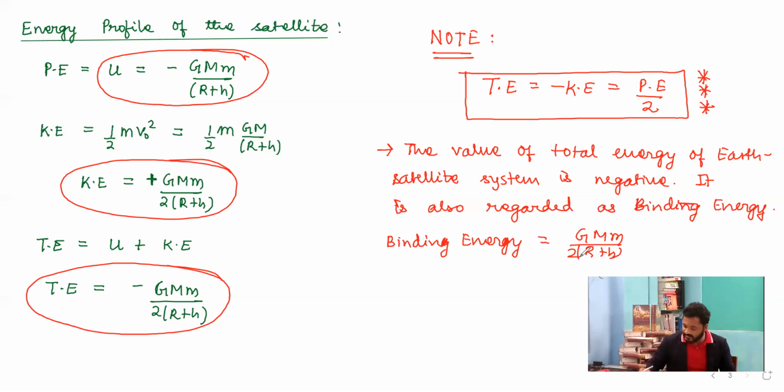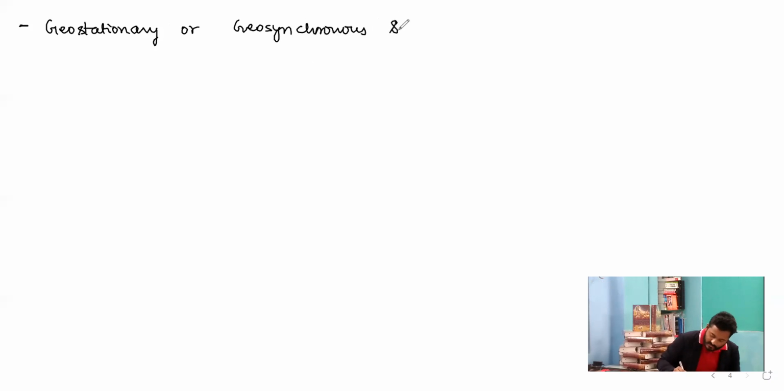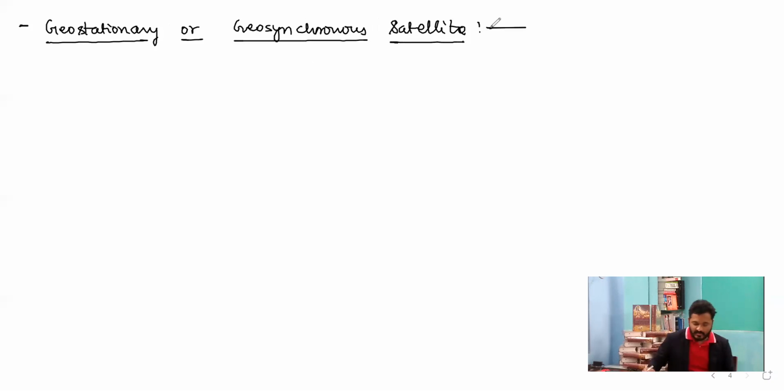The next and the last category which we are going to discuss is regarded as geostationary or geosynchronous satellite. They can also be regarded as spy satellite. So geostationary or geosynchronous satellite is something we are discussing over here. Let us understand the concept.